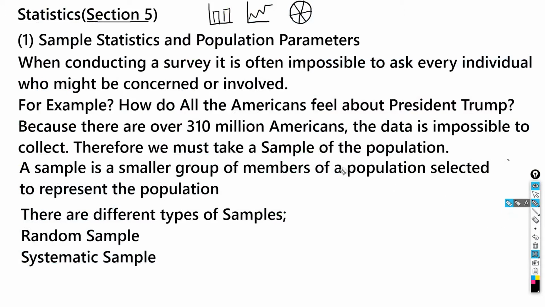Hey guys, what's up? So today we're going to be looking at sample statistics and population parameters. Okay guys? And we're going to define what these two mean, a sample and a population parameter.